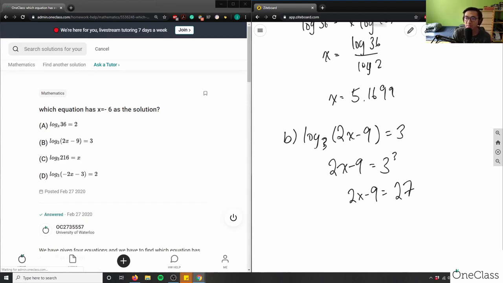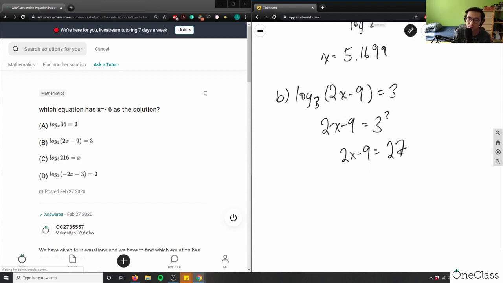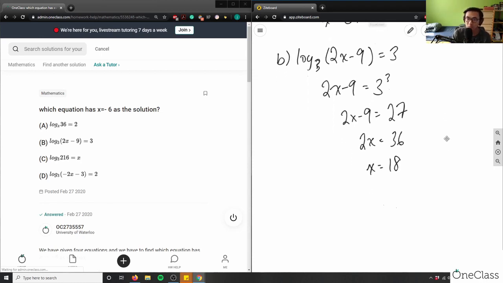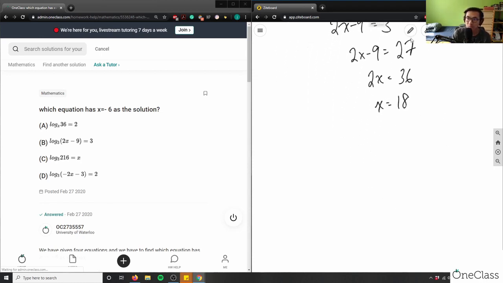And then I simply solve this as an algebraic expression, right? I'm going to move minus 9 to the other side, so I add positive 9 to both sides. 27 plus 9 is 36. Then divide both sides by 2. x equals 18. So B also does not have it as a solution. So let me look at C now.